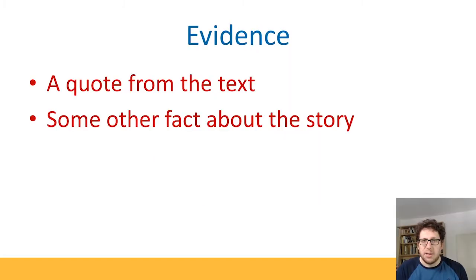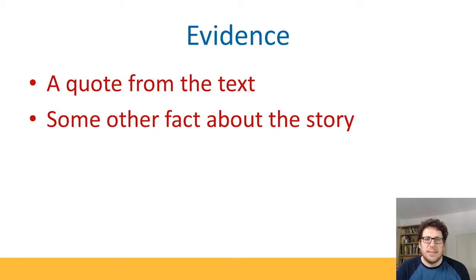The next part of the paragraph would be evidence. Okay, this is evidence that supports your thesis, that supports your argument. This is the proof that what you are saying is correct. When we're talking about literature and fiction, often the evidence is going to be a quote from the text, something that the text says and proves what you are saying about the text. But sometimes it's going to be some kind of other fact about the text.